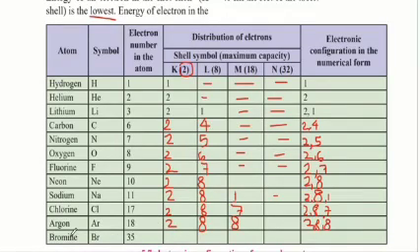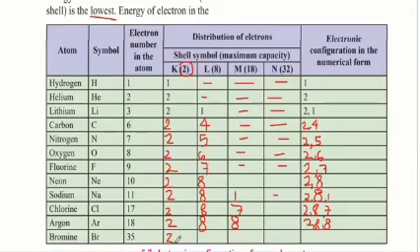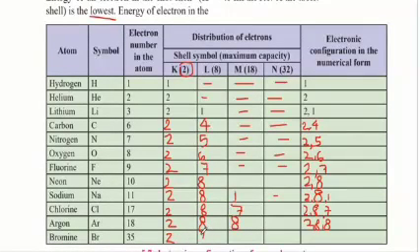The last one is bromine. Bromine is denoted by the symbol Br and it has 35 electrons. So the first 2 electrons would go in the K shell and the next 8 electrons would go in the L shell. Now we have to subtract 10 from 35. That would give us 25. But M shell can only have 18 electrons. So 25 minus 18 is 7. So once we put the 18 electrons in the M shell, we are left with the 7 electrons that will go in the N shell. So now our configuration becomes 2, 8, 18, 7.